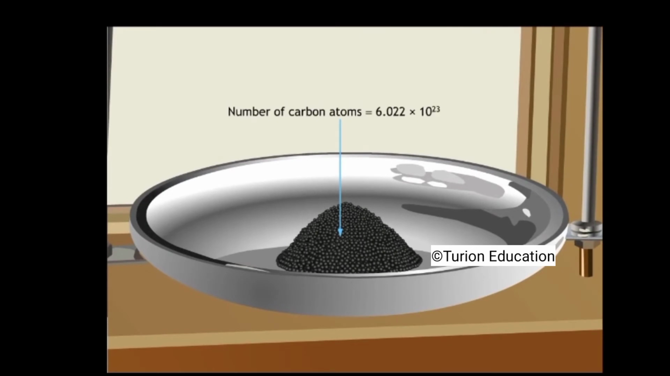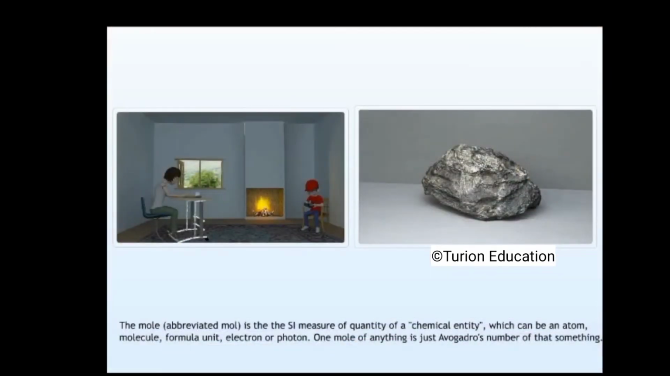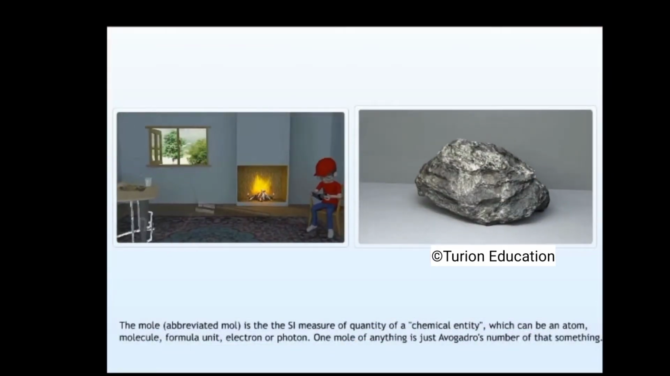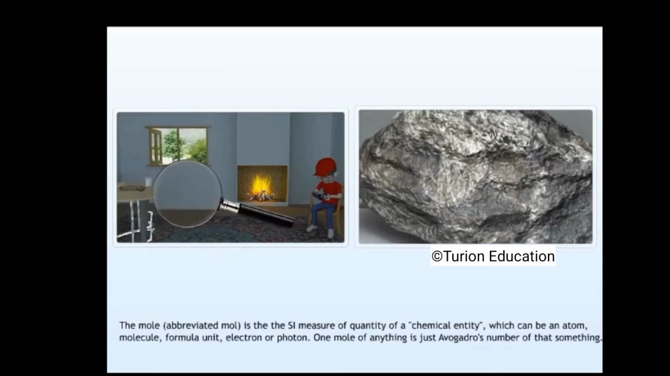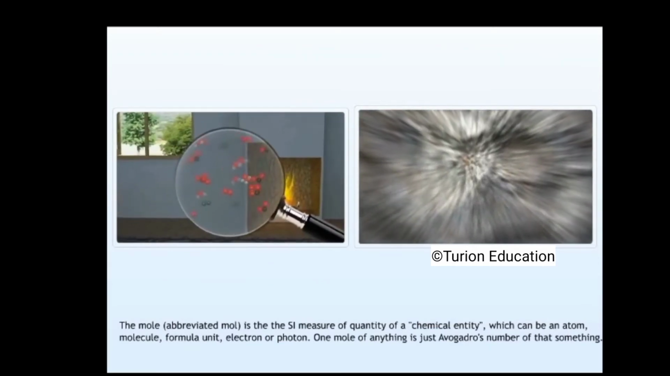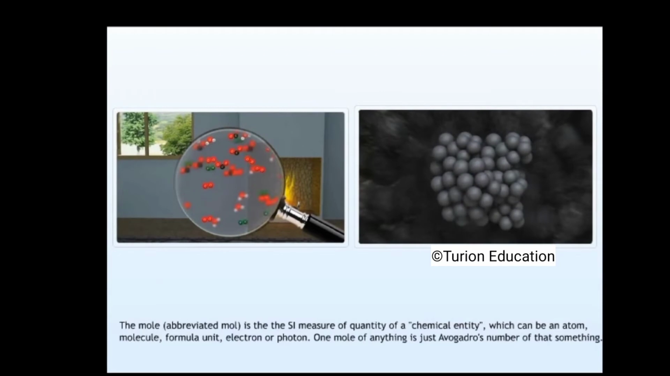Avogadro's number is found to be 602,000,000,000,000,000,000,000. That is 6.02 into 10 raised to 23. It is usually designated by Na. The mole, abbreviated mol, is the SI measure of quantity of a chemical entity, which can be an atom, molecule, formula unit, electron, or photon. 1 mole of anything is just Avogadro's number of that something.